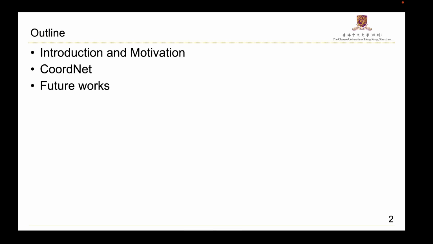First of all, I will talk about our motivation behind this work, and I will also overview the current two popular neural network frameworks, convolutional neural network and implicit neural representation. Next, I will talk about the details of CoordNet and the corresponding evaluations. Finally, I will talk about the future work based on implicit neural representation.